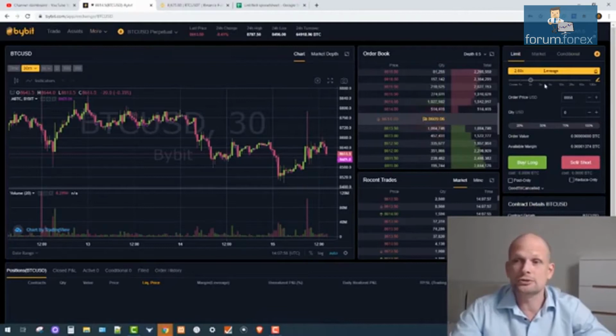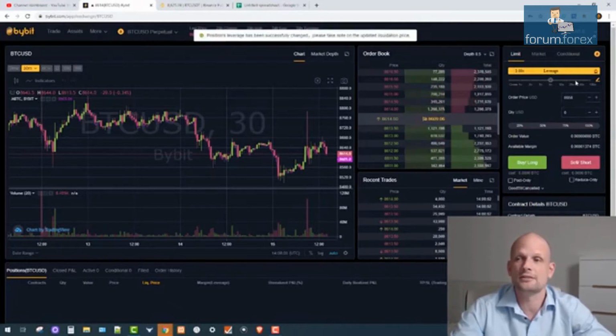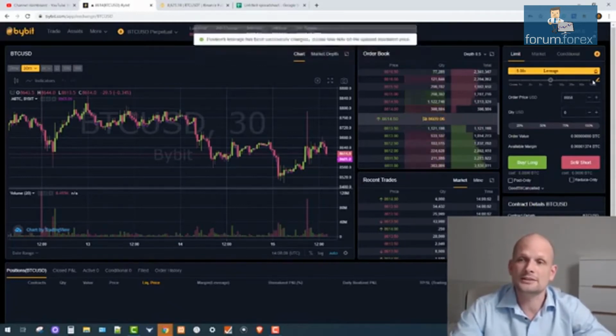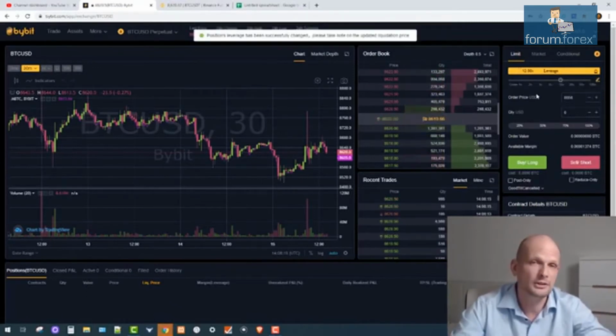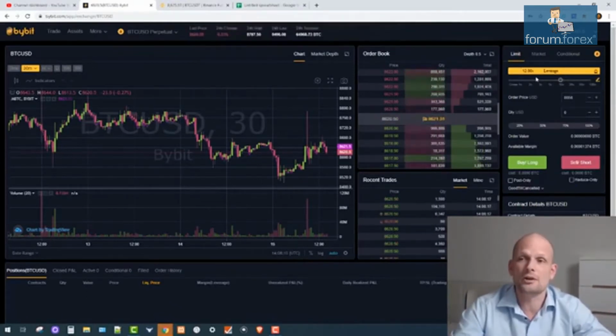As you know, in Bybit, to set leverage, it is here on the right hand side. Here is 2x leverage, there's 3x leverage, 5x leverage and 10x leverage, and if you want to change it to your own leverage, you just click this pencil icon and write, let's say, 12x leverage and click this check mark and you will be good to go, and your leverage now is 12x.